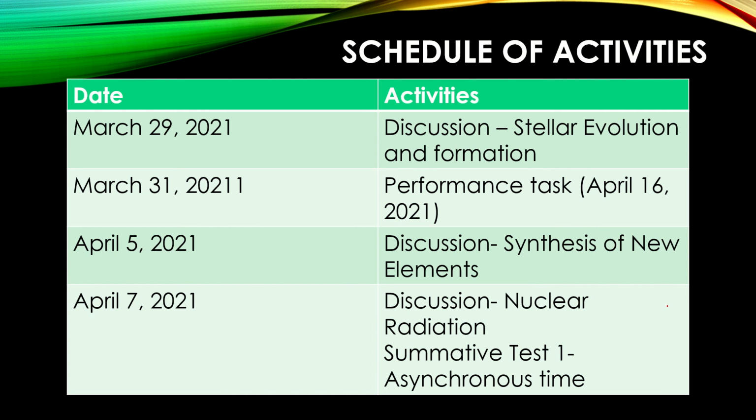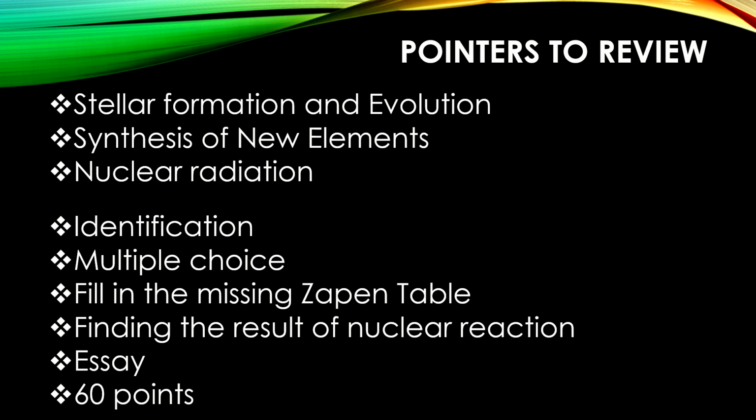After the short discussion of nuclear radiation, you're going to have your first summative test. You're going to answer the summative test in your asynchronous time. So what are the pointers to review? We have three lessons: the stellar formation and evolution, synthesis of new elements, and then the nuclear radiation that will be discussed on Wednesday. We have identification, multiple choice, fill in the missing table, finding the result of a nuclear reaction, and then an essay. So your summative test will be 60 points. Right.